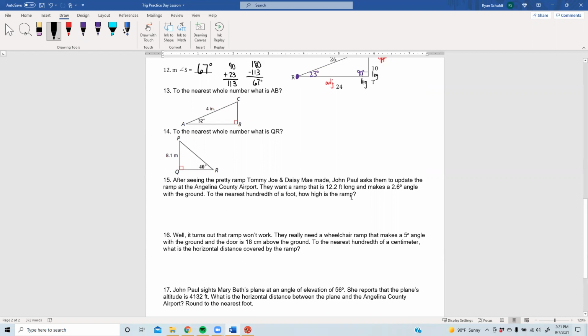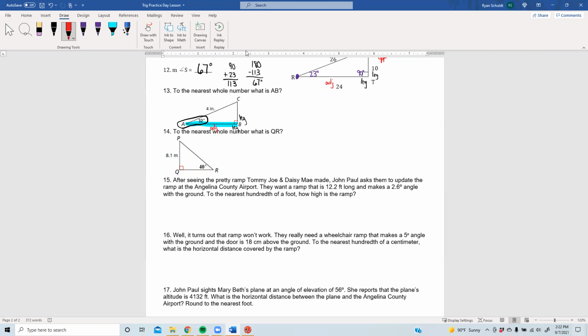13, to the nearest whole number. What is AB? What is AB to the nearest whole number? Well, I'm going to highlight the side I want, and then I'm going to label my legs. There's a leg. There's a leg. And then let's circle the angle they give us. So the side I want, how is it positioned in regards to my leg? So it is adjacent.